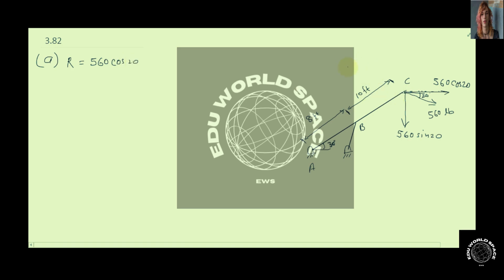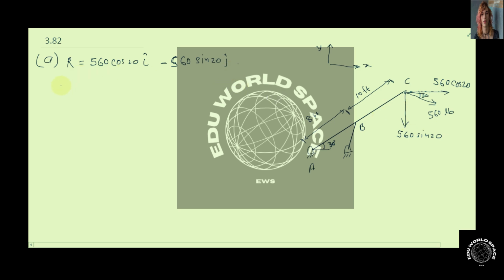Alright, we haven't defined the coordinate axes here. Let's say this direction is the x-axis and this direction is the y-axis. So 560 cos 20 i cap, and in the vertical direction it will be minus 560 sin 20 j cap. Now the force vector is known.